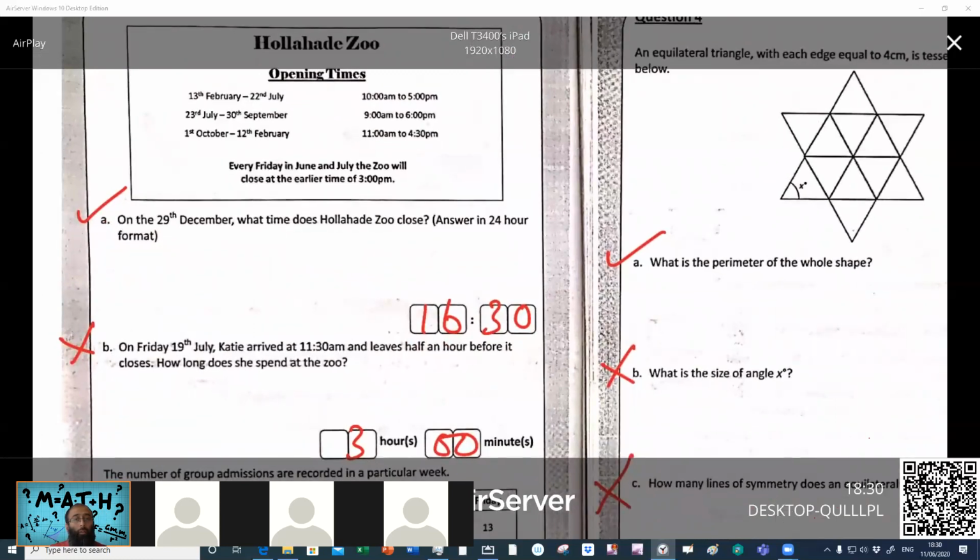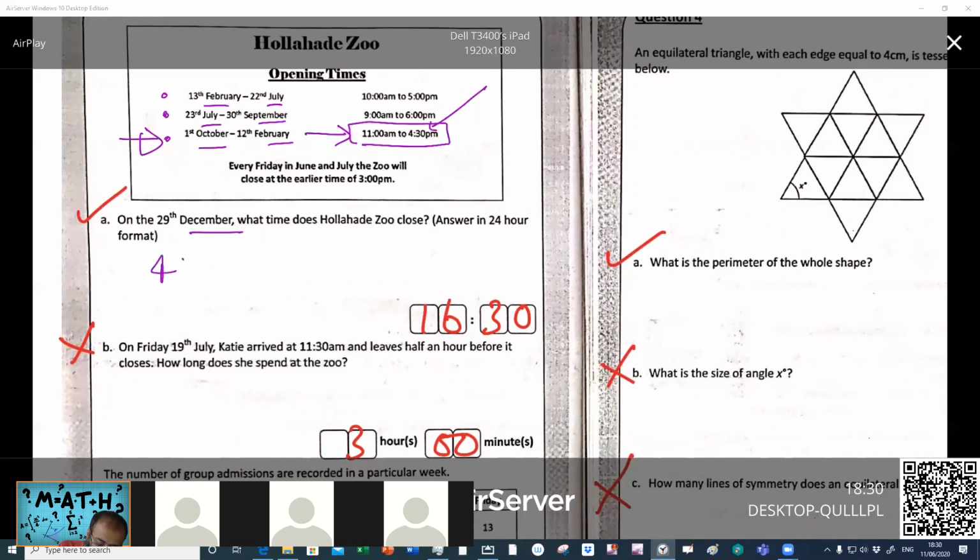On the 29th December, what time does Hello Hey Zoo close? Answer in 24-hour format. Okay, so they've got opening times. So they got different times of the year. February to July, July to September, October to February. So if it's talking about December, are we going to be in the top, the middle, or the bottom one? The bottom one. You got to look at the right one. So the bottom one is over here. So what time does it close?